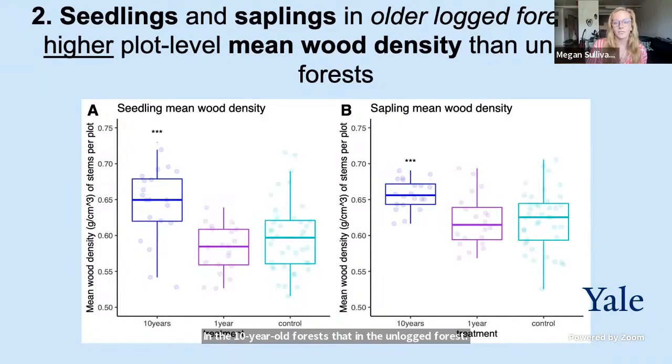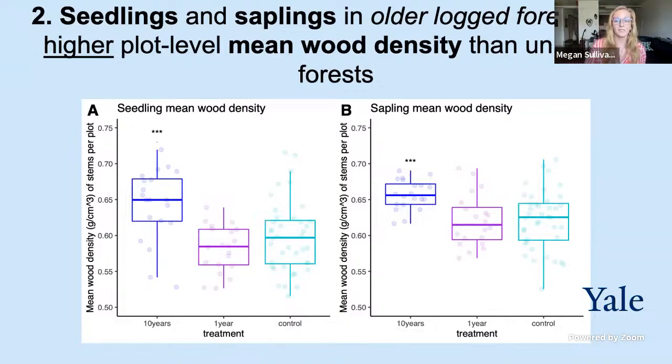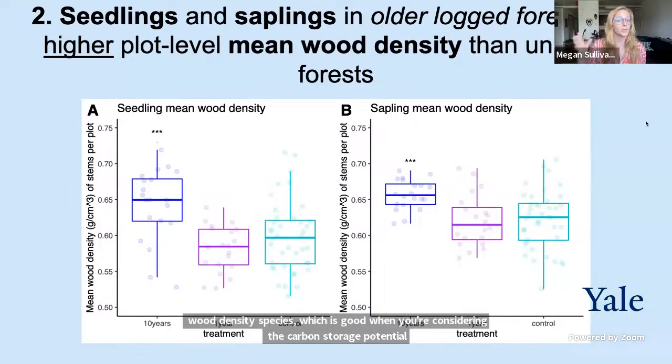And so it appears that this type of very low intensity selective logging does not negatively impact these high wood density species, which is good when you're considering the carbon storage potential of these forests and what types of species are going to be regenerating and shaping what the forest looks like in the future.